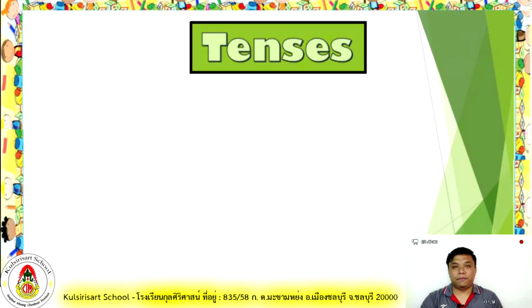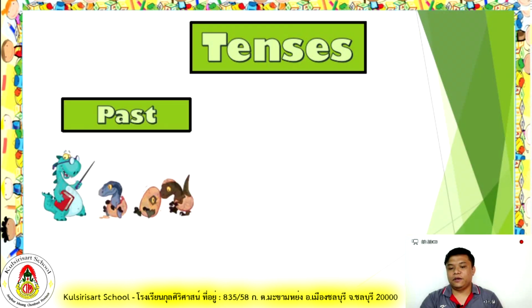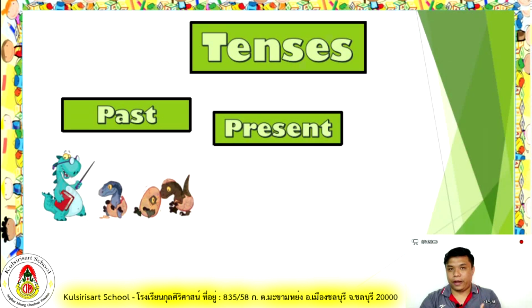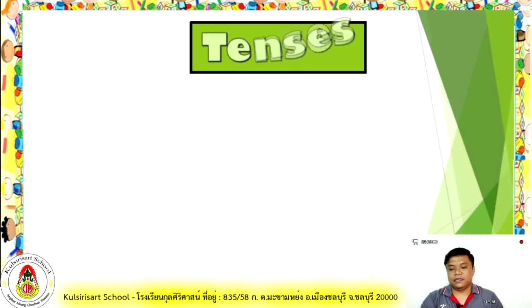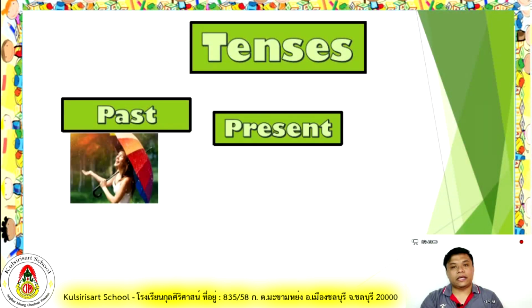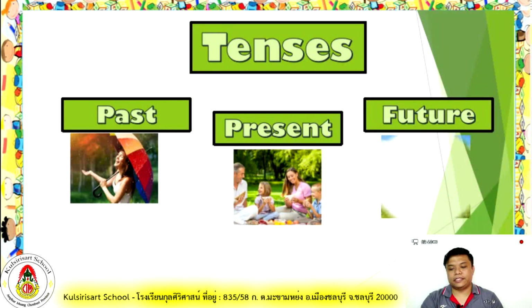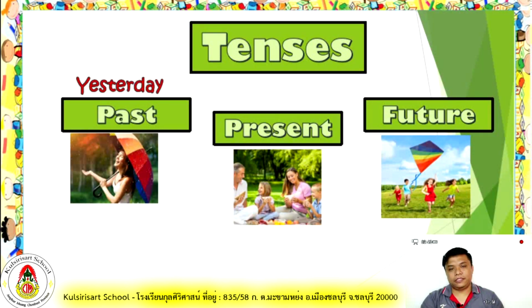Let's see some examples of the tenses. We have the past, the present, and the future. Okay, when can you say if it's past tense, present tense, or future tense? A best example is yesterday, today, and tomorrow.